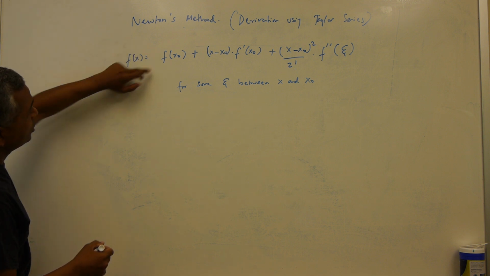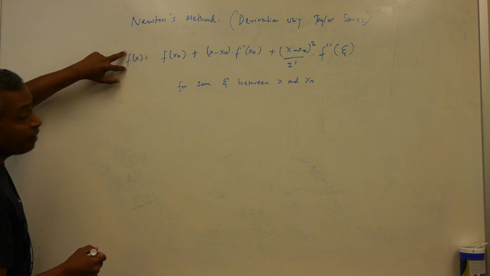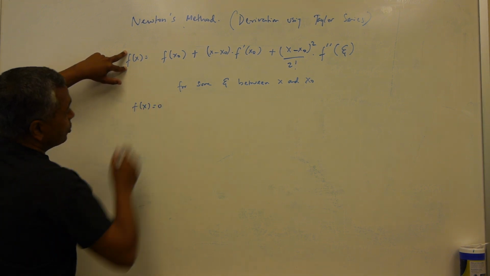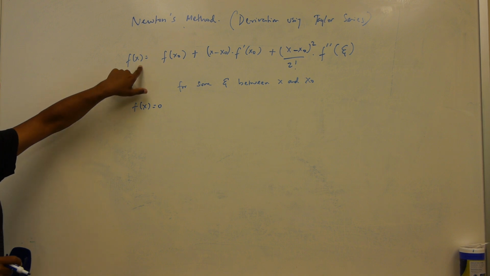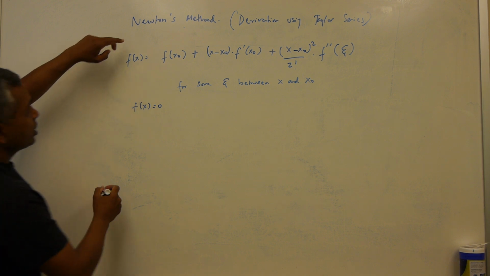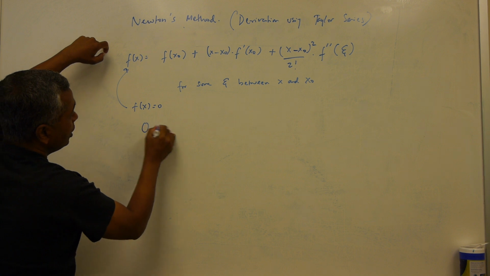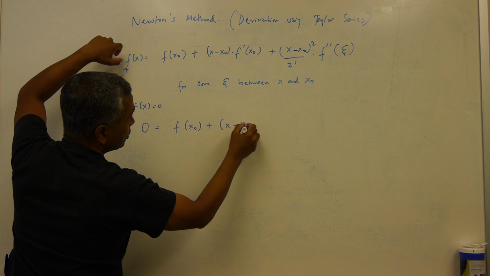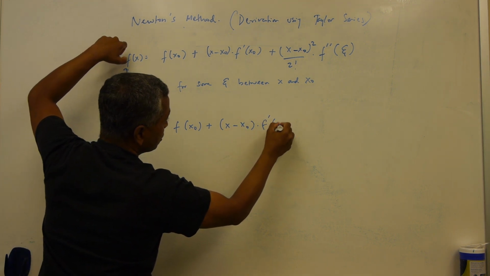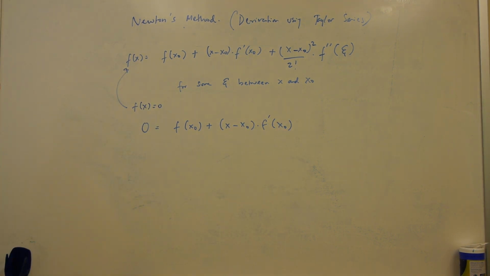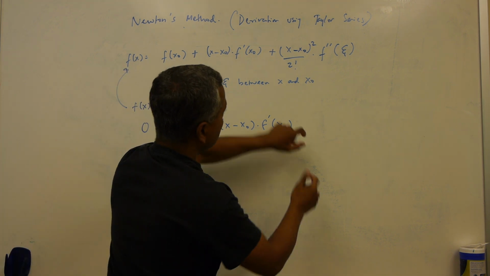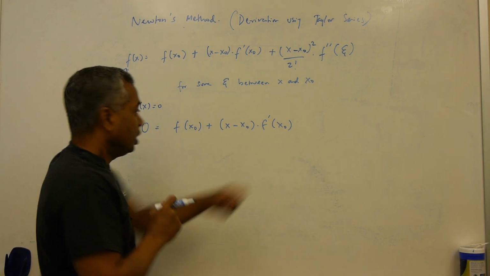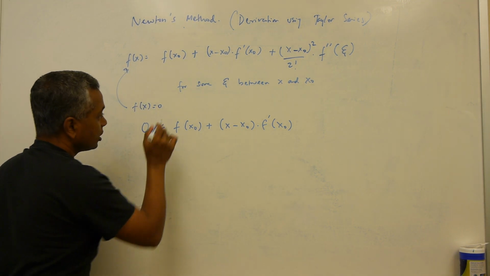We want to set this function to 0. We want to find the root of this function. So you say f(x) equals 0. So I want to set this value to 0. If you set this value to 0, what you get is, in this equation, 0 equals f of x0 plus x minus x0 times f prime of x0, plus an error term. Remember, this residual term is the error term, but I'm not going to write the error term. I'm simply going to say this is approximately this.